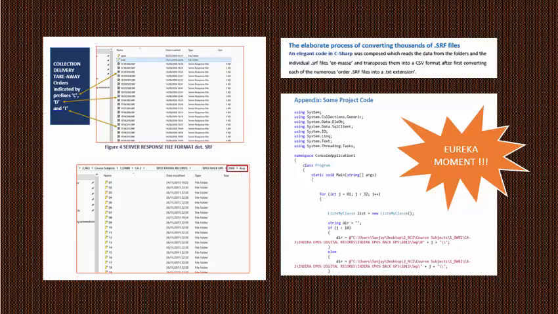Then I had a eureka moment of sorts, and I thought of writing a C# code to convert all my .srf files into .csv files. The code is appended at the end of the project in the written report. But on the right here, you see a little preview of how the code starts and what it delivered.